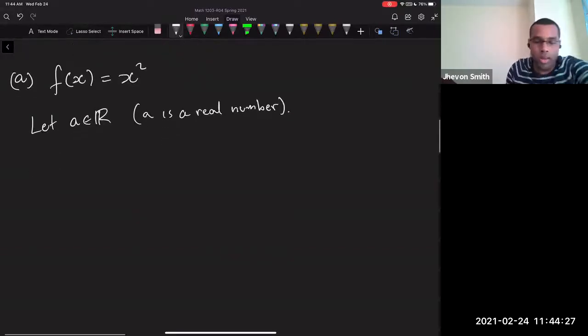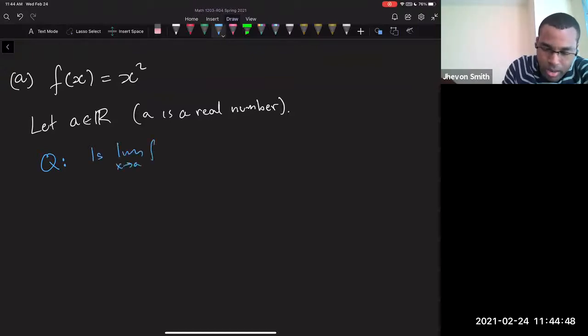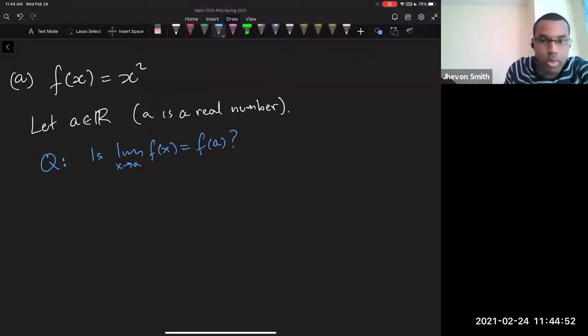So now I want to ask myself the question. I said to myself, no, that's not actually right. That question is: is the limit as x approaches a of f of x equal to f of a, right? That's the question that I'm going to ask.